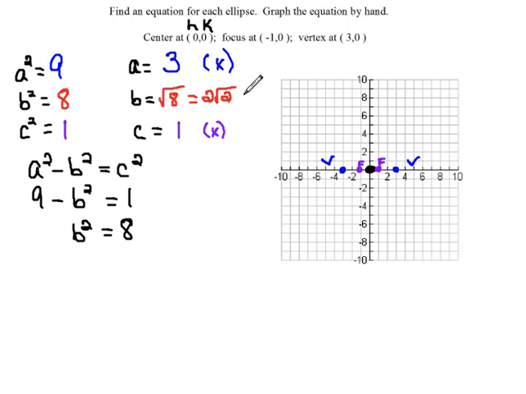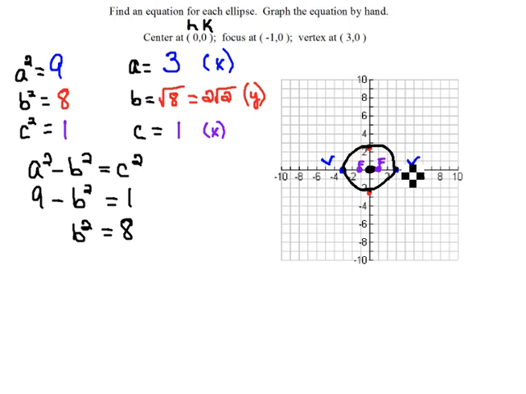Now this has to be in the opposite direction, so that would have to be the y direction. And 2 square roots of 2, or the square root of 8, however you want to look at it, is a little more than 2. So it would be up 2 and just a little more, and we'll go down 2 and just a little more. Now we can go ahead and we can draw in our ellipse.